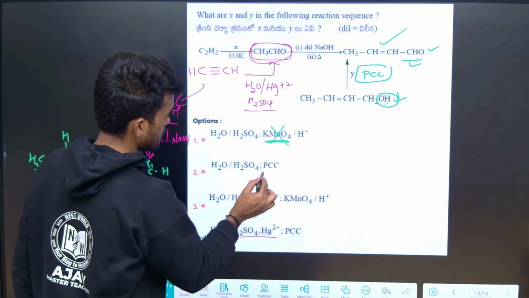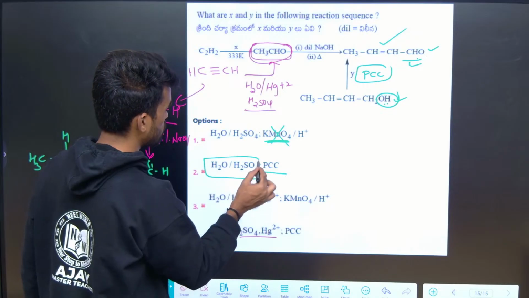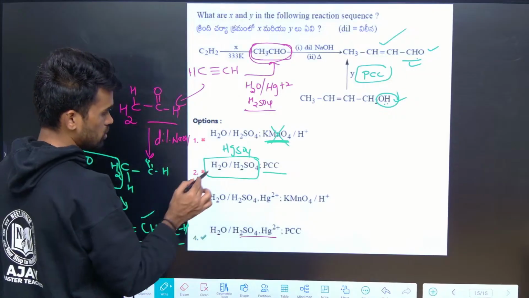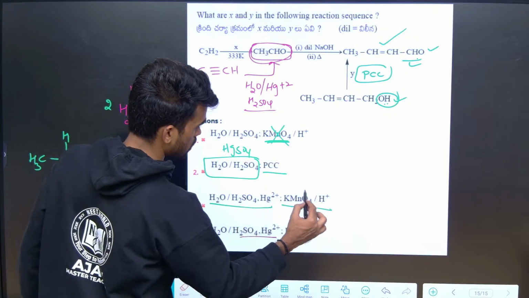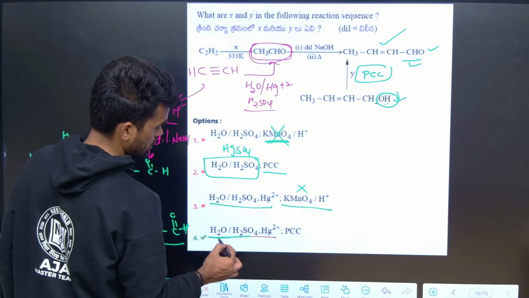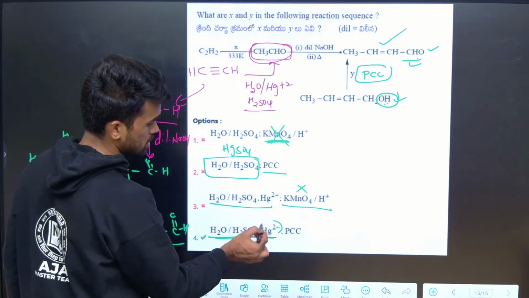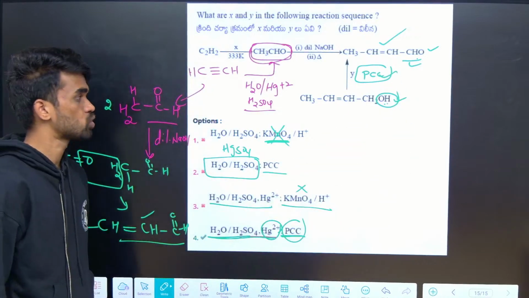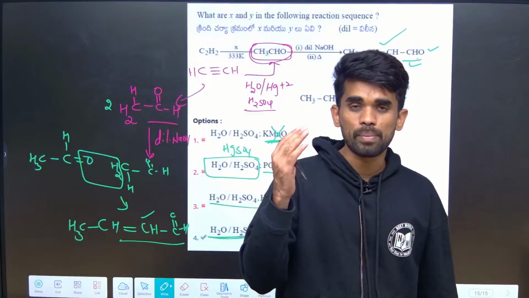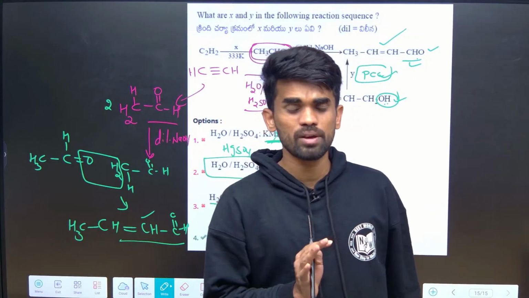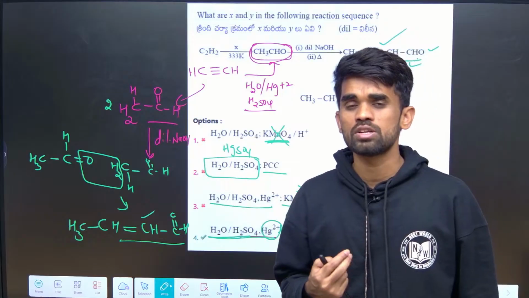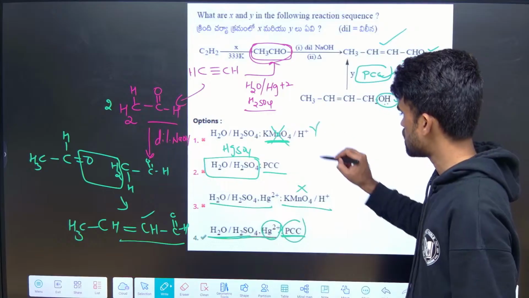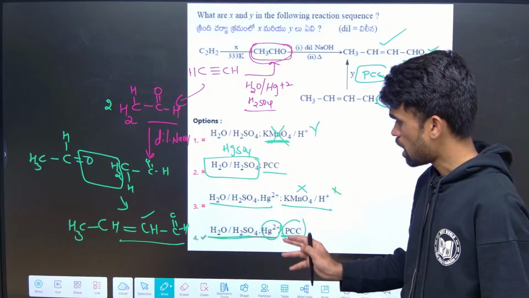Next, here we have PCC, but along with this we require HgSO4 or Hg2+, which is not mentioned. So this is not the one. Here both are correct: H2O, H2SO4 and Hg is correct, and PCC is also correct. PCC, pyridinium chlorochromate, is a suitable reagent for converting primary alcohols to the respective aldehydes. Whereas if you use KMnO4 or Jones reagent, it converts to the respective carboxylic acid. That's why those options are not the one. So option 4 is perfect.